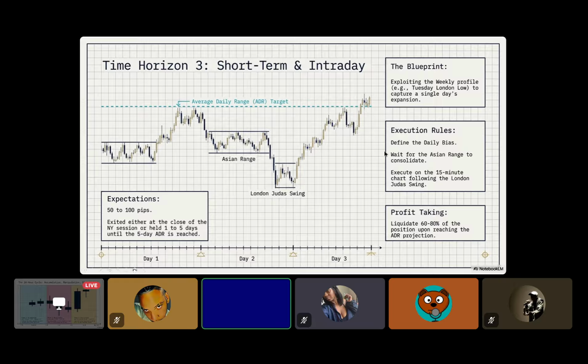But next we have the execution rules. You want to define the daily bias. Wait for the Asian range to consolidate. And we want to execute on the 15-minute chart following the London Judas swing.